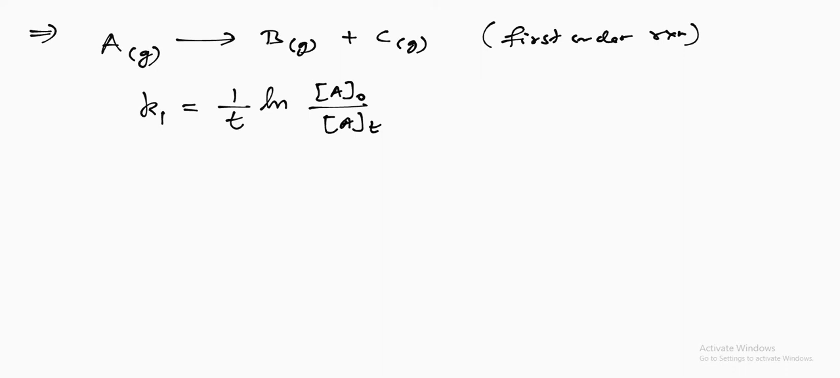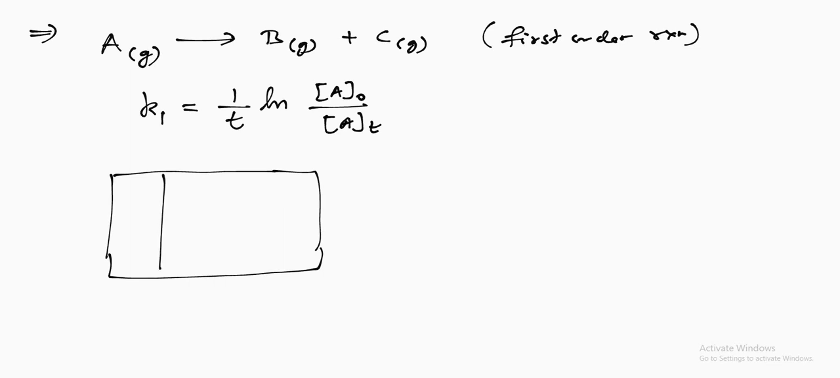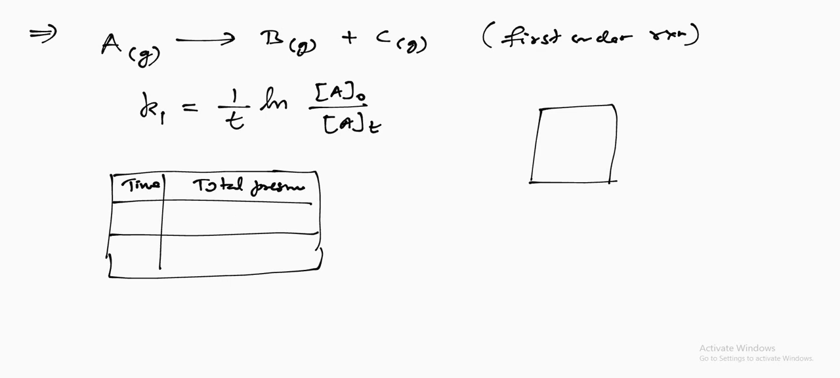Now, since it is a gas phase reaction, assume that this data is given. Suppose instead of concentration, some data are given like this. Say, for example, I'm giving you time and total pressure of the vessel. Suppose I'll take a vessel. Initially we'll take the gas A. Assume that I have only gas A. So in the vessel we have only A molecules, and I'll fix a pressure gauge here. Using the pressure gauge, you can measure what is the pressure inside the container.